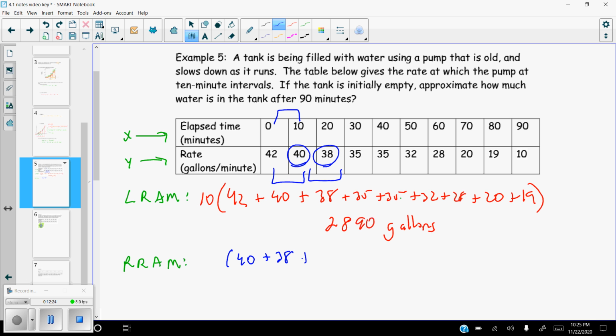The only value that we won't use is that 42 out in the front because it has nothing to the left of it to make 42 the right-hand edge. So we just need to make sure that we add up all the different pieces, and we will actually use the last piece here because that last piece is the upper right-hand corner of a right Riemann sum. And then don't forget to multiply everything by 10 because that is your base.